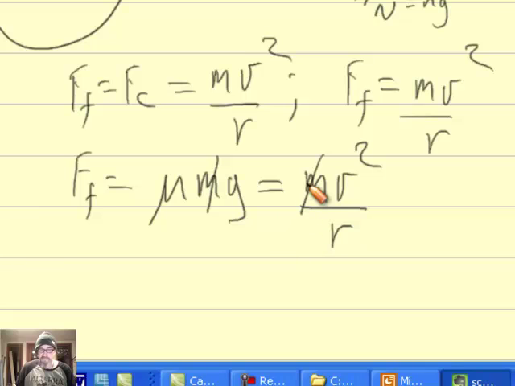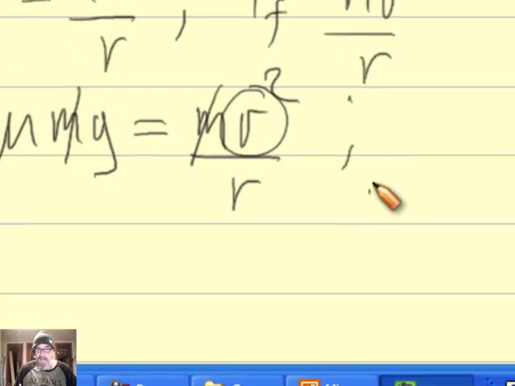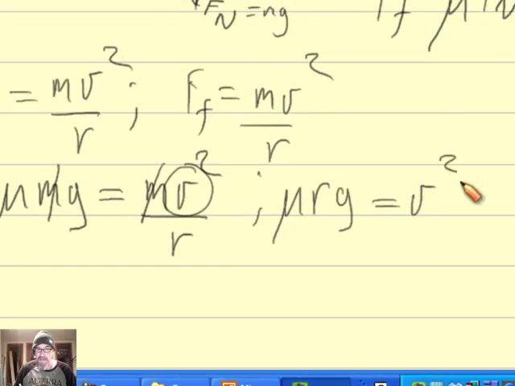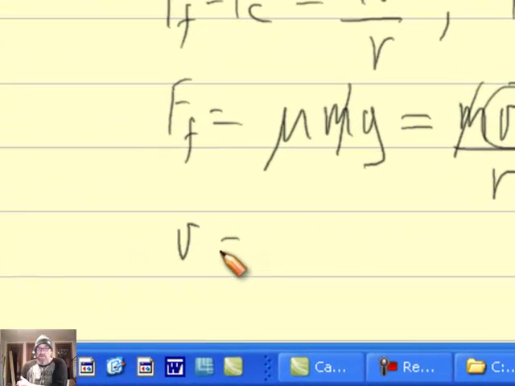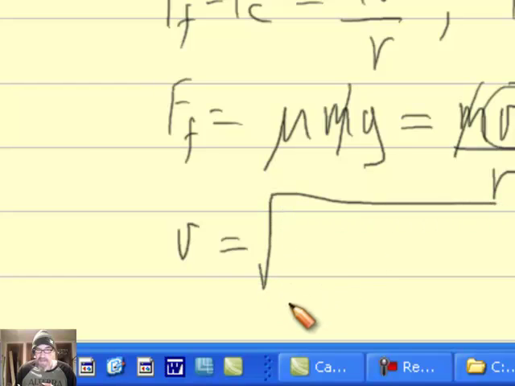What we're trying to get at here is what is the maximum speed that we can do this at. So we're trying to solve this for v. So let's solve this equation for v. Mu times r times g would be equal to v squared. So if we take the square root of both sides, here's what we find. Velocity, the maximum speed here that we're trying to find, is the square root of mu times r times g.